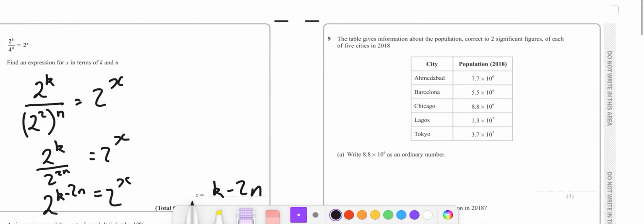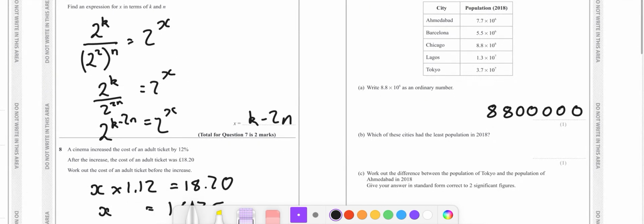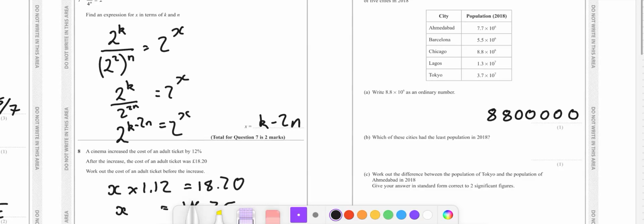The table gives the information about population to two significant figures. Write 8.8 times 10 to the 6 as an ordinary number. Let's just check. 8.8, 1, 2, 3, 4, 5, 6. Yep. Which of these cities has the least population? Well, the other ones are 10 to the 7s, all bigger, so we need to look at the 10 to the 6s and go which is smaller. So that's Barcelona, it has the smallest 10 to the 6.